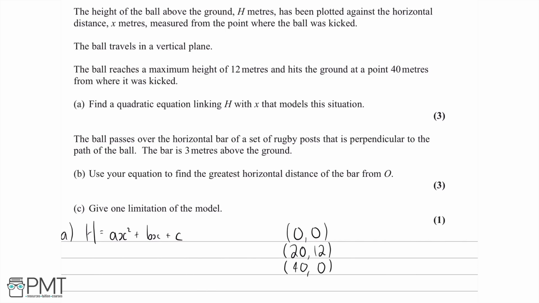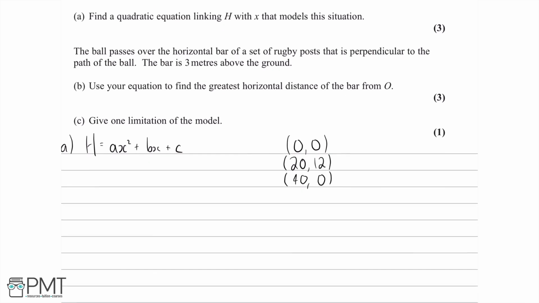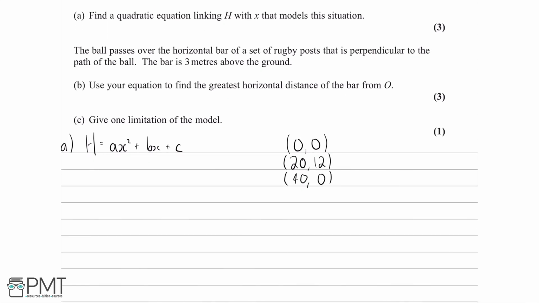So first, let's plug (0, 0) into this quadratic and see what we end up with. Well, h is 0. Then we'll have a times 0 squared, plus b times 0 for x, plus c. Well, we know that a and b both cancel out, because that's both 0. So we're left with c equals 0.